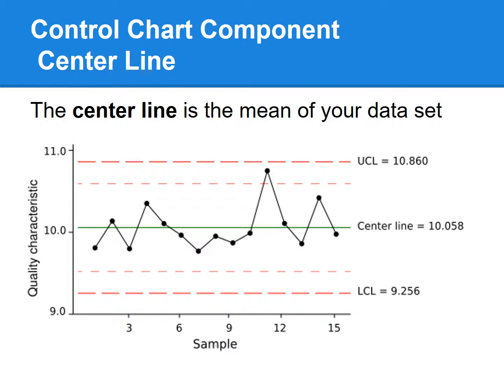Let's look at those components a little more closely. So the center line is the mean of your data set. That one's easy.